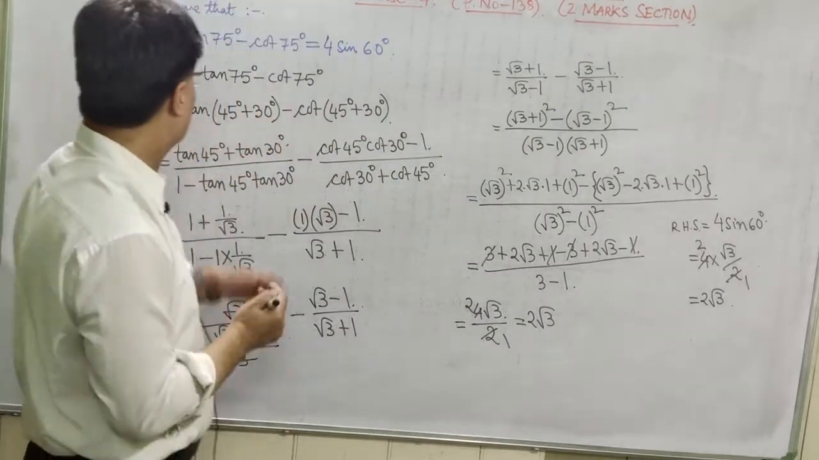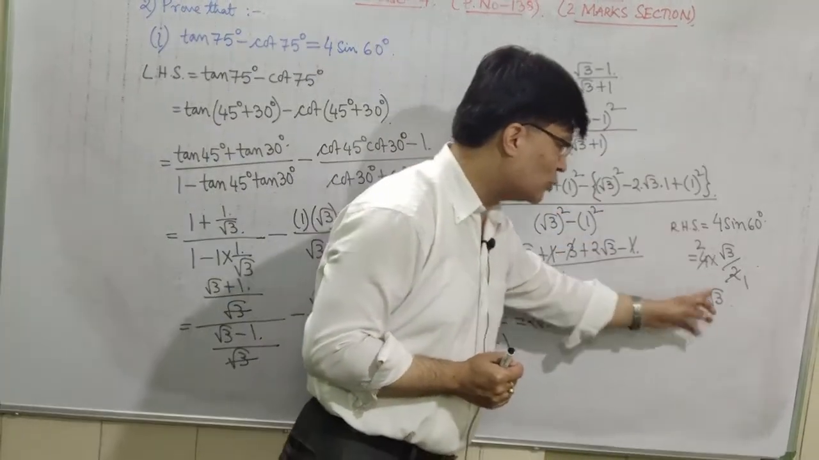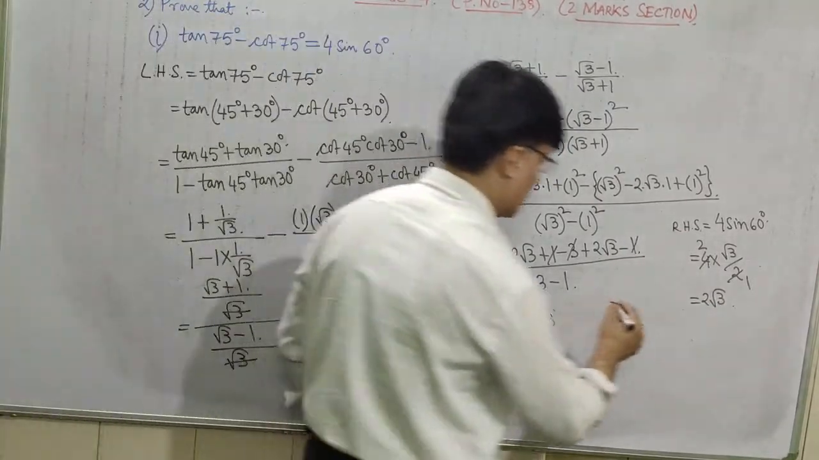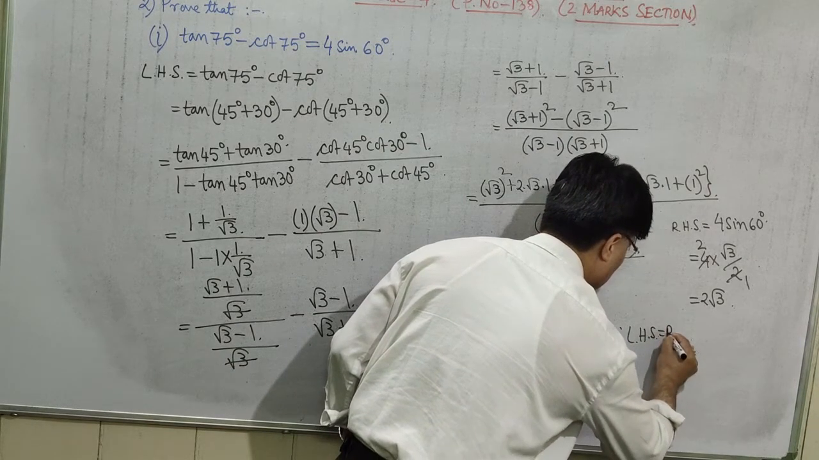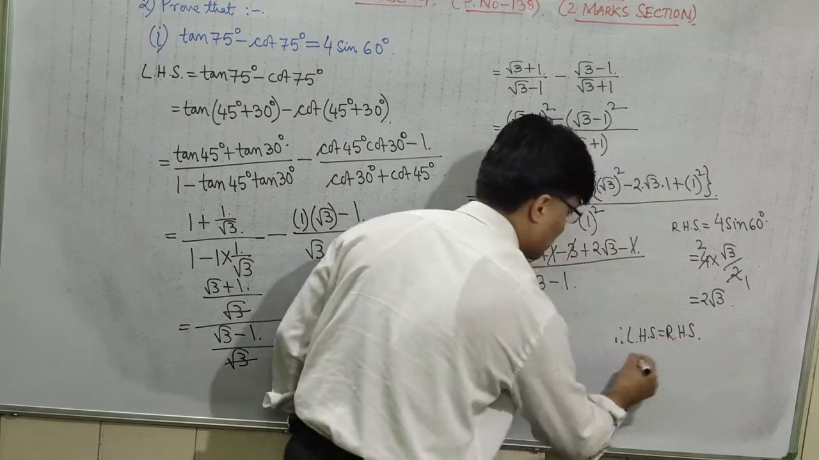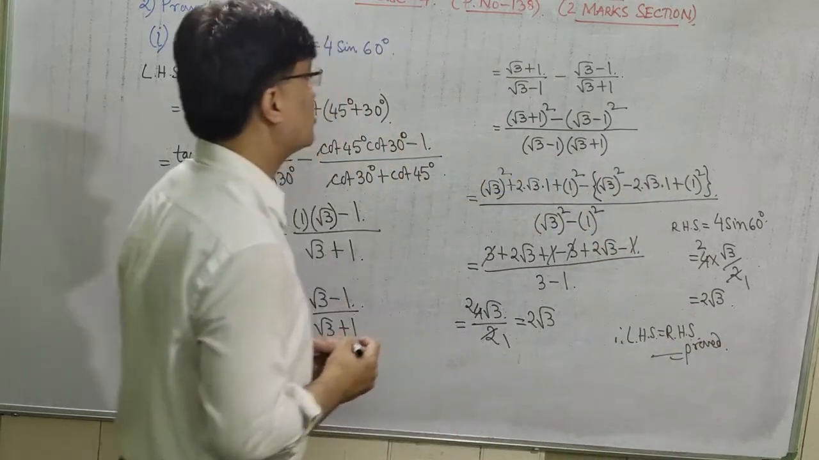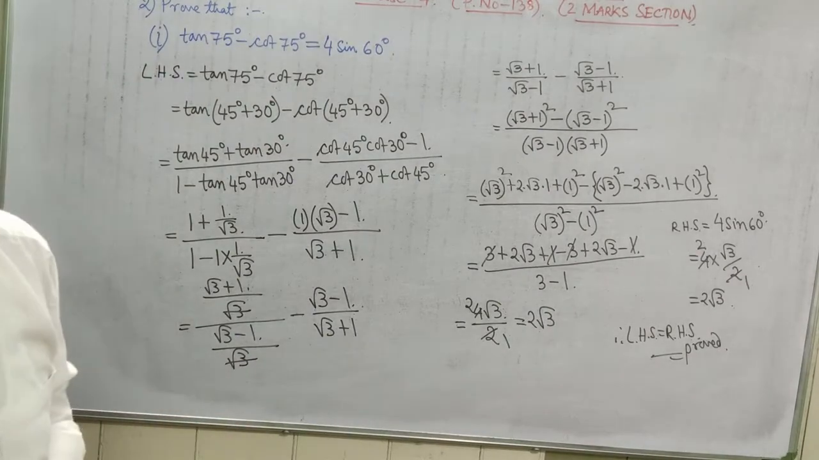That means here LHS is equal to 2 root 3. Again we are getting RHS is equal to 2 root 3. That is, we have proved LHS is equal to RHS. So let us write here, LHS is equal to RHS. So it is proved. So I think you have understood it. So you can copy it. Now we'll do the next question.